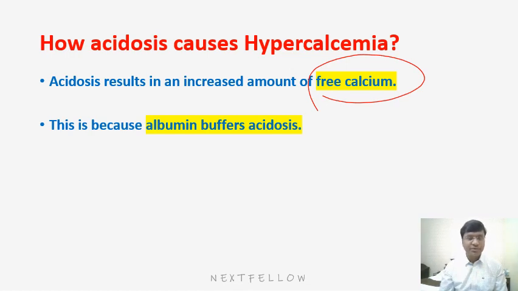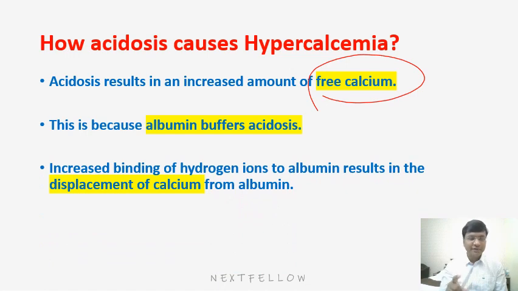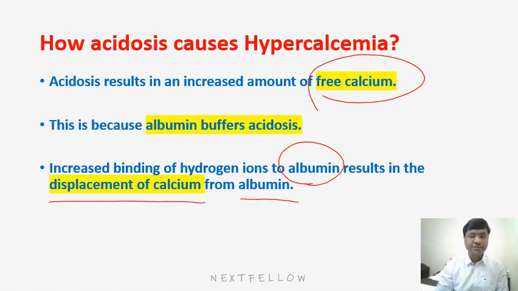Now, where is this albumin bound to? The albumin is bound to the calcium. So if it wants to buffer the H plus ion, the albumin has to be released from the bound form of calcium, and it will go and buffer the H plus ion. So increased binding of H plus to albumin results in displacement of calcium from the albumin. The concept is very simple, right? Whenever there is an increase in H plus ion, the albumin comes off the calcium and buffers the H plus ion. Thereby, what will happen to the free calcium levels? The free calcium levels increase.